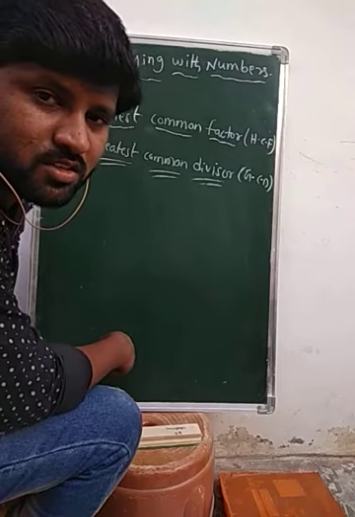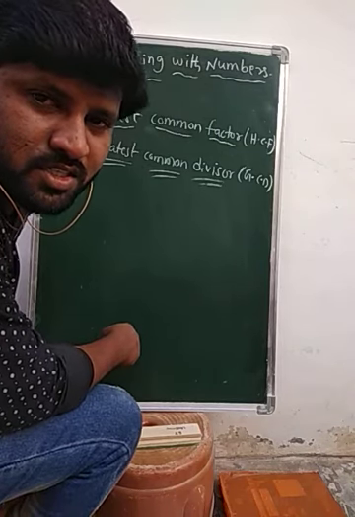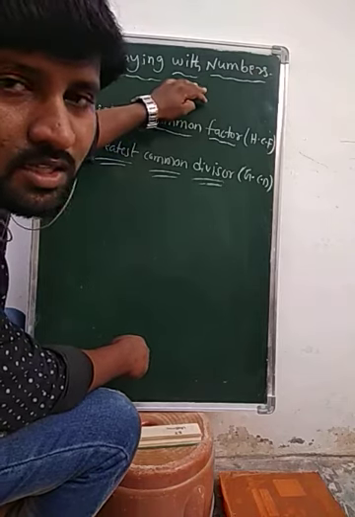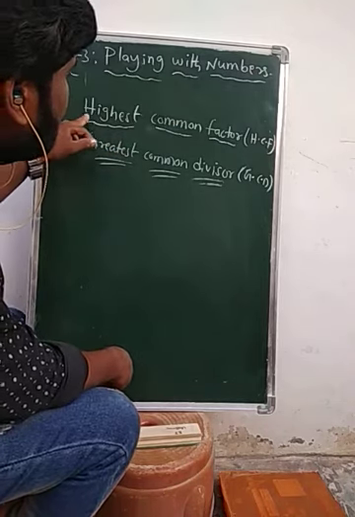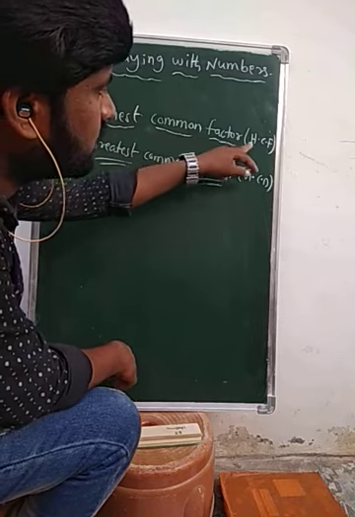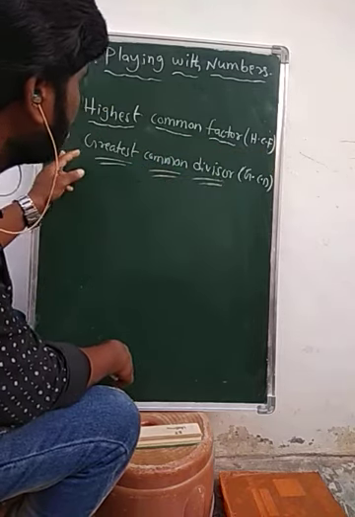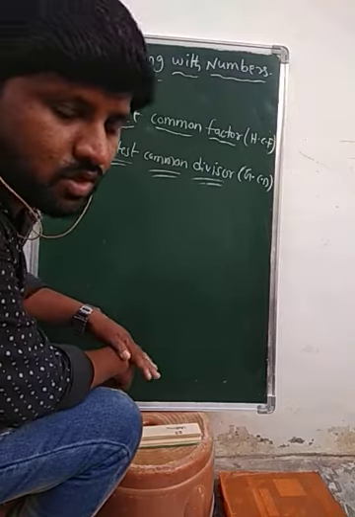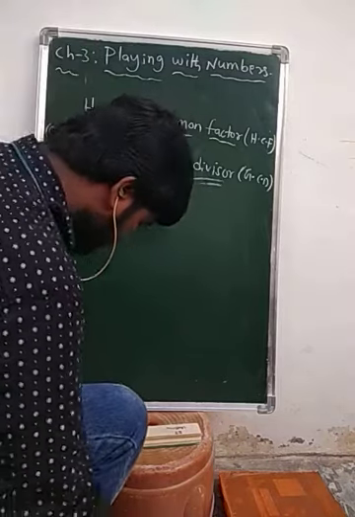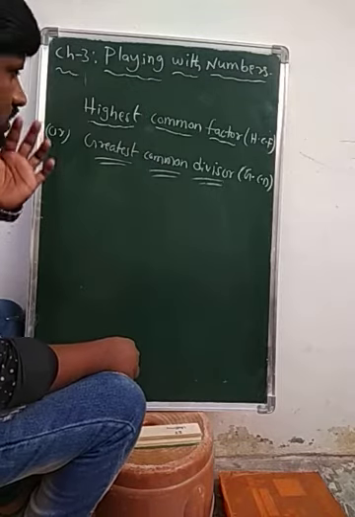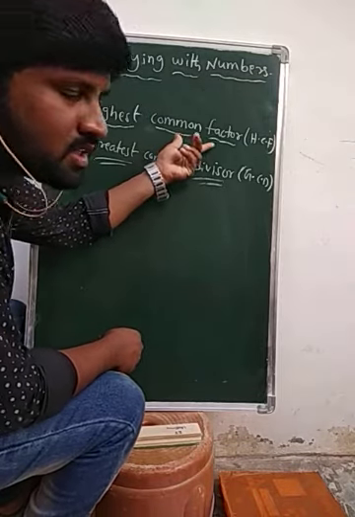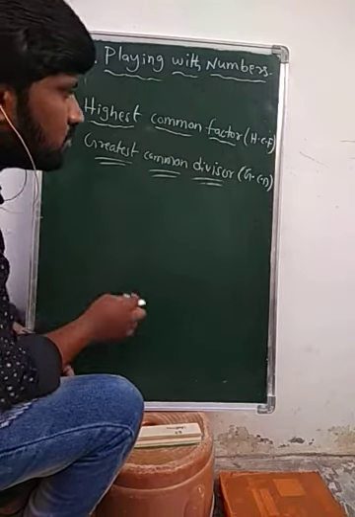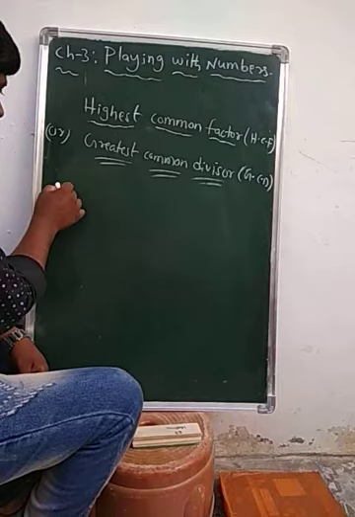Good evening, students. Today we are going to discuss chapter 3, Playing with Numbers. In that, the topic name is Highest Common Factor, shortly HCF, or we call it Greatest Common Divisor. Okay, let us discuss some problems in this. First of all, how to find the common factors. I just want to explain this concept by taking examples.